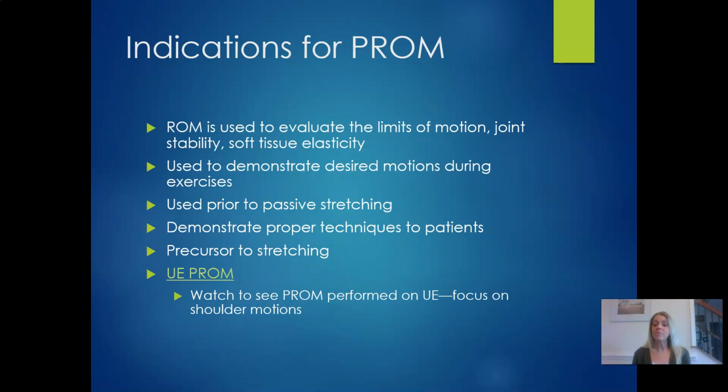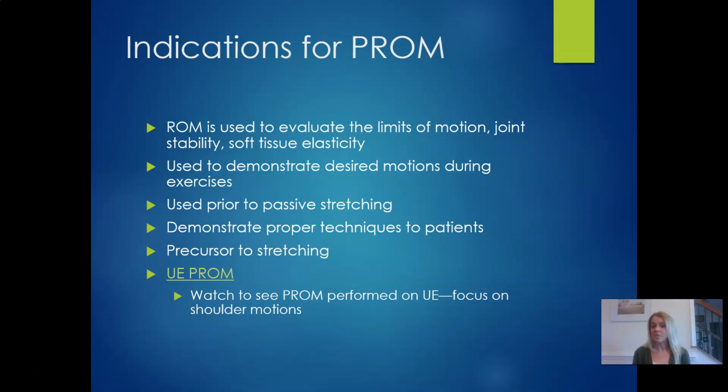Again, we're using range of motion, especially passive range of motion, to evaluate the limits of motion, get that soft tissue elasticity, and see the end feels that we can get with our range of motion. We can also use it to demonstrate what we want the person to do once they're able to move on their own. We use it prior to passive stretching, right?